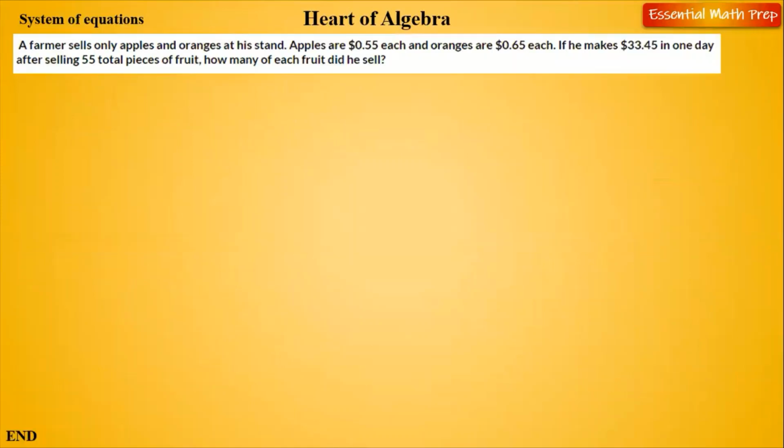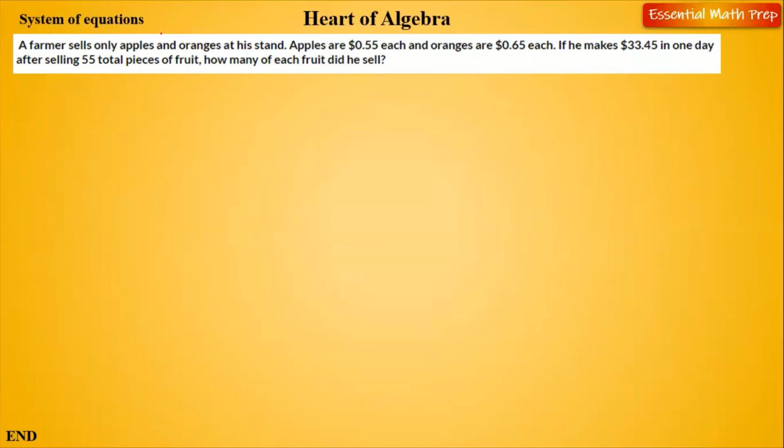Okay, this is the last problem in this video. Again, this is one of those XY problems. This is from here, it's much easier. A farmer sells only apples and oranges at his stand. Apples are about 55 cents each, and oranges are 65 cents each. If he makes $33.45 in a day after selling 55 total pieces of fruit, how many of each fruit did he sell?